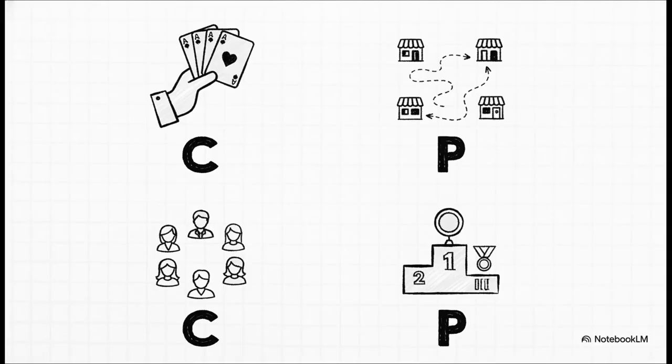And once you start looking for this, you see it everywhere. A poker hand, that's a combination. It doesn't matter what order the dealer gave you the cards. But your Amazon delivery route, that's a permutation. The order definitely matters for efficiency. And your password, that's the ultimate permutation. PASS is very, very different from SSAP.